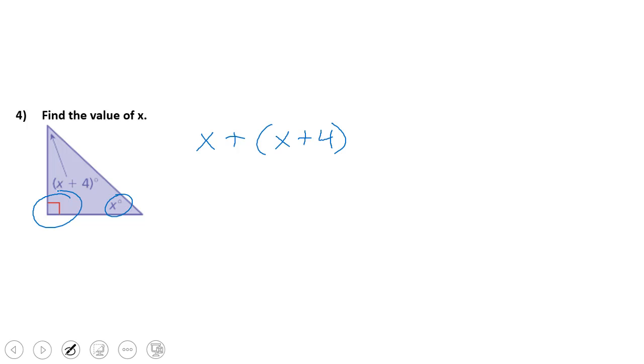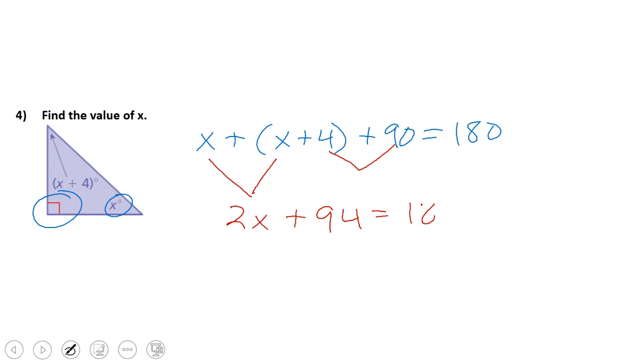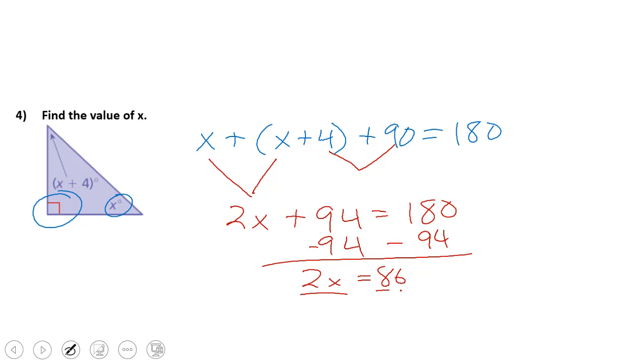That's right, ladies and gentlemen. It has that box in the corner. And we know that box represents a 90-degree angle. So x plus x plus 4 plus 90 is 180. Combining like terms, we have, again, two x's. And we have 4 plus 90, so that's 94 equals 180. And if you subtract the 94 from both sides, you would get that 2x is equal to 86. And then when you divide by 2, you would get x is equal to 43.